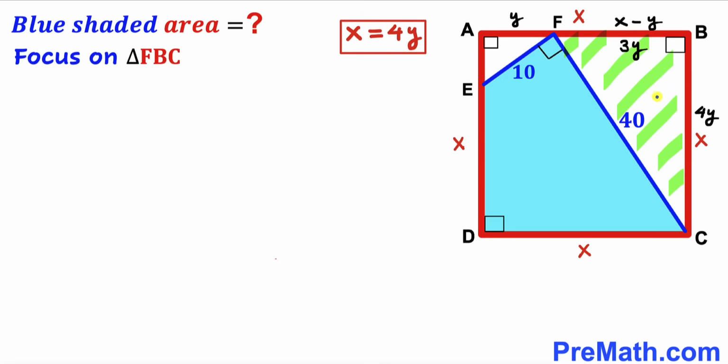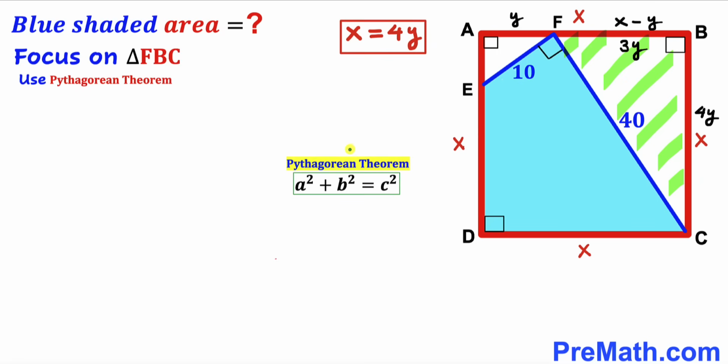And now let's focus on this right triangle FBC. We are going to apply the Pythagorean theorem on this triangle. And here's our Pythagorean theorem: a square plus b square equal to c square. In our case, our hypotenuse is 40, whereas our two other legs are 3y and 4y. Let's go ahead and fill in the blanks in this Pythagorean formula. So we got 3y whole square plus likewise 4y whole square is going to be equal to 40 square.